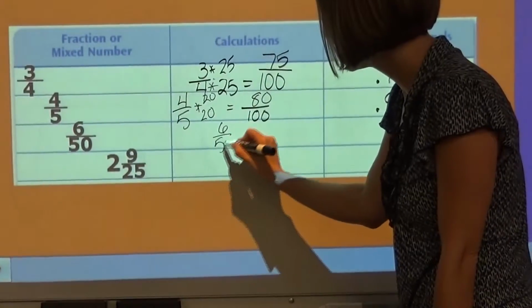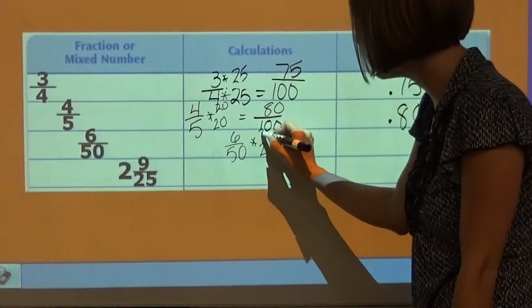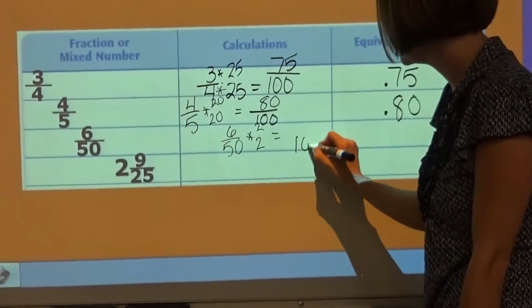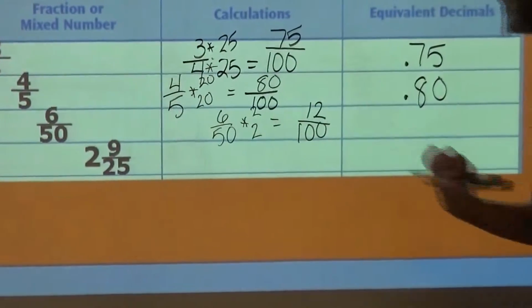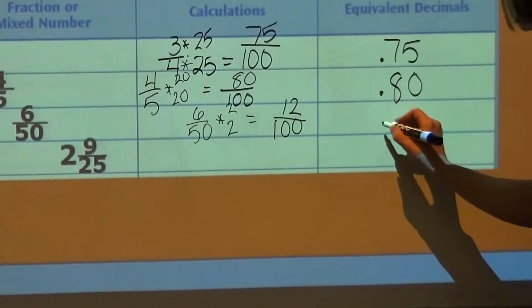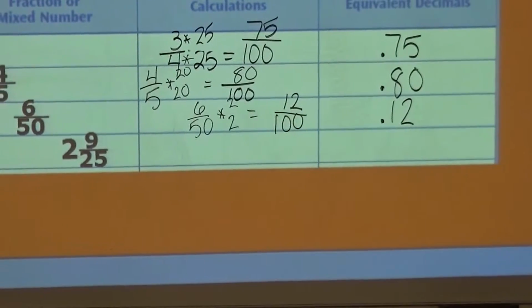6/50ths. I'm going to multiply this time by 2 on the top and bottom. I get 100 for my denominator, and I get 12 for my numerator. 12 hundredths, again as a decimal, would look like this.